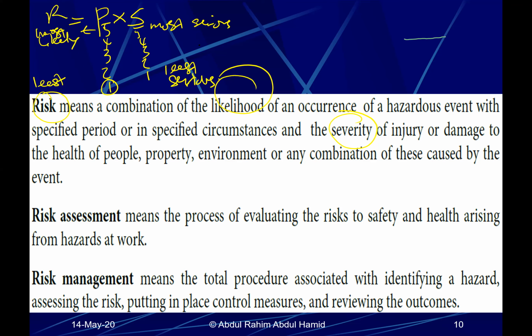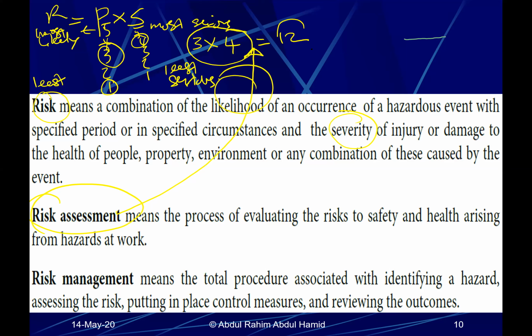Let's say the possibility of an accident happening is 3. Then when that accident happens, people will get a serious injury of maybe 4. So when you multiply these figures, 3 times 4 is equivalent to 12. This 3 times 4, this is what we call risk assessment. Now you have already performed risk assessment, and the risk value that you get is 12.